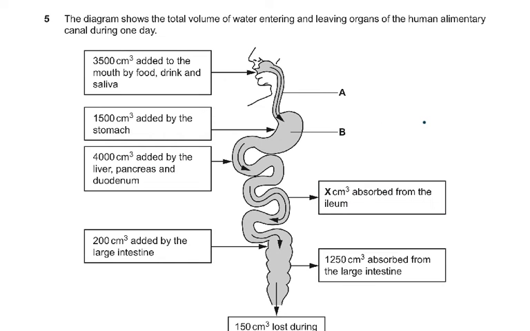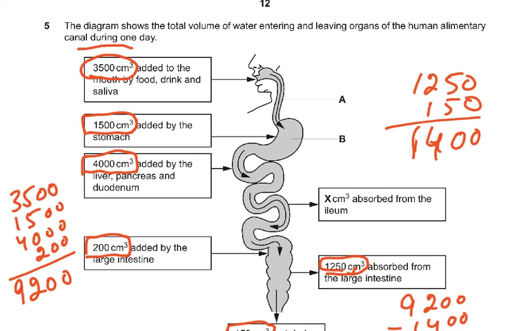The diagram shows the total volume of water entering and leaving the organs of the human alimentary canal during one day. So let's just now circle these. 3,500 cm cube added by food, drink, and saliva, 1,500 cm cube added by the stomach, 4,000 cm cube added by the pancreas, and 200 cm cube added by the large intestine. So you can see I've added the 3,500, 1,500, 4,000, and 200, and you get a figure of 9,200.